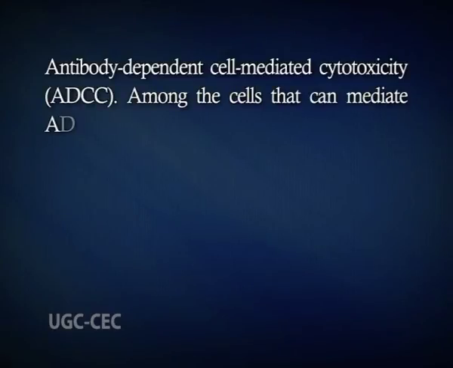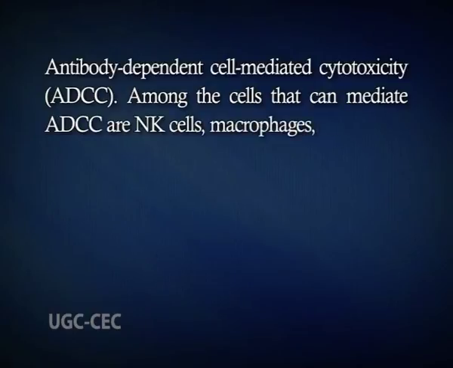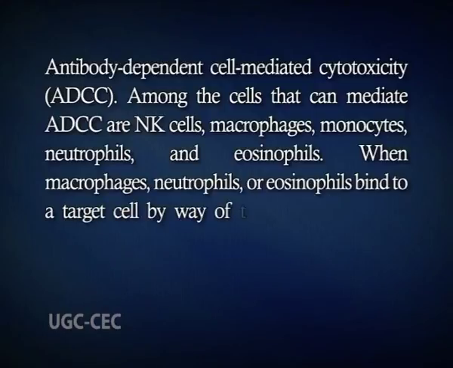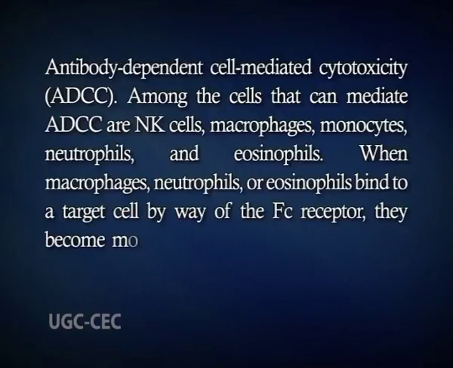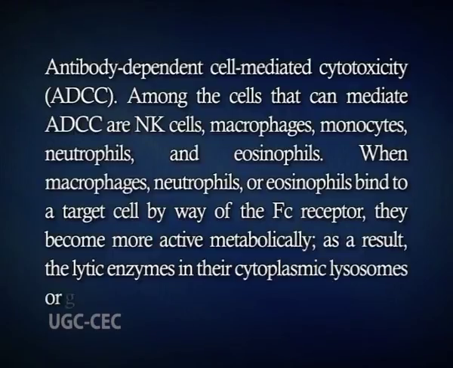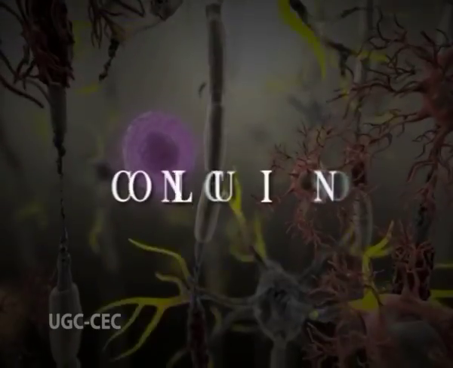Among the cells that can mediate ADCC are NK cells, macrophages, monocytes, neutrophils, and eosinophils. When macrophages, neutrophils, or eosinophils bind to a target cell by way of the Fc receptor, they become more active metabolically. As a result, the lytic enzymes in their cytoplasmic lysosomes or granules increase. Release of these lytic enzymes at the site of the Fc-mediated contact may result in damage to the target cell.